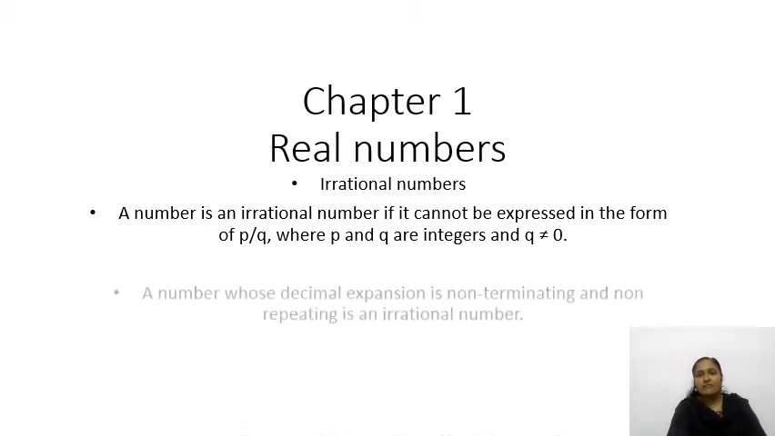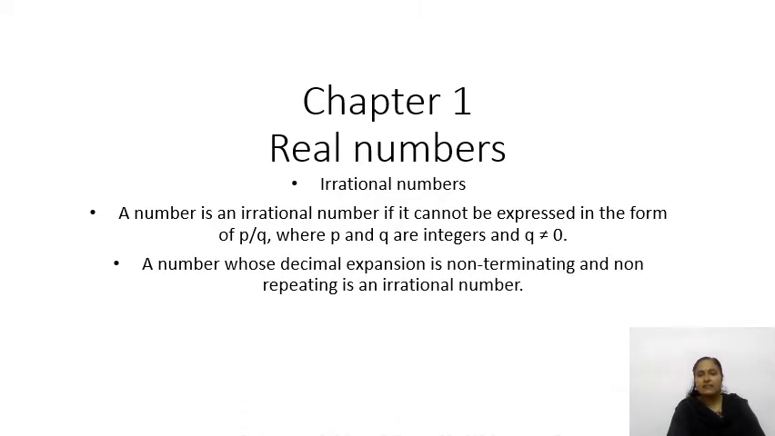Now one more definition is there, that is the exact definition. A number whose decimal expansion is non-terminating and non-repeating is an irrational number. So when you expand the number and you get a decimal expansion that is non-terminating and non-repeating. Sometimes this repeating is also called recurring decimals. That type of numbers are called irrational numbers.